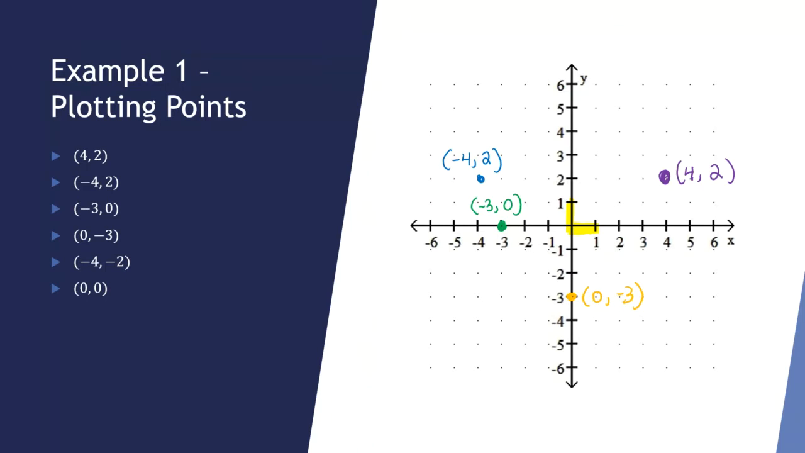Then I have -4, -2. So I start at the center, and I go to the left to -4, and then I need to go down until I'm at -2. And then when you see 0, 0, that is the center point. So 0, 0 means you're not moving anywhere, so you're just stuck at that center.